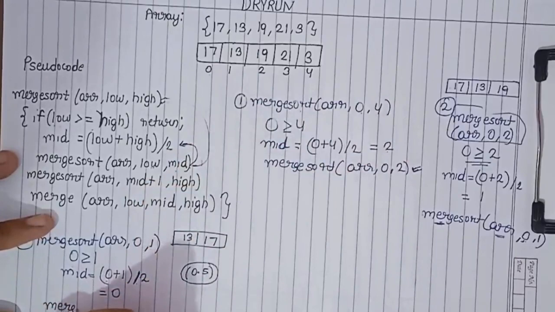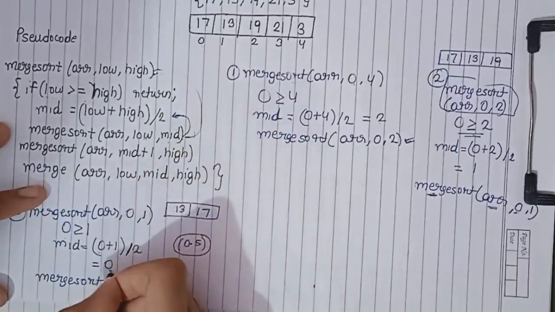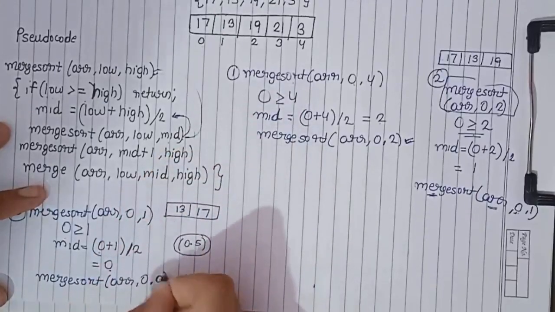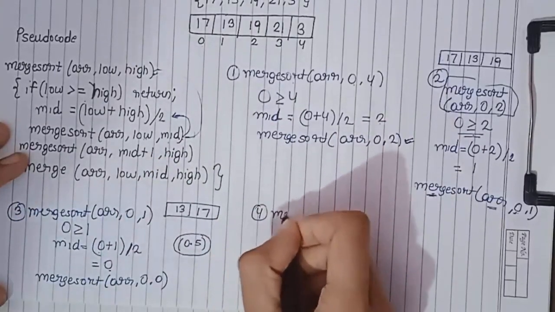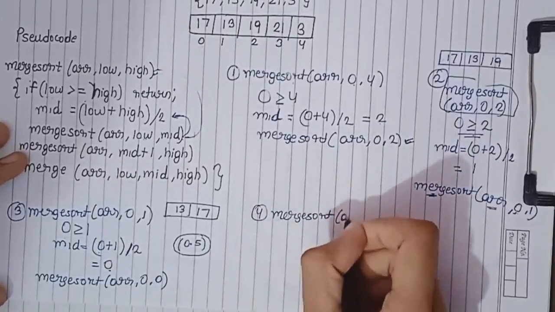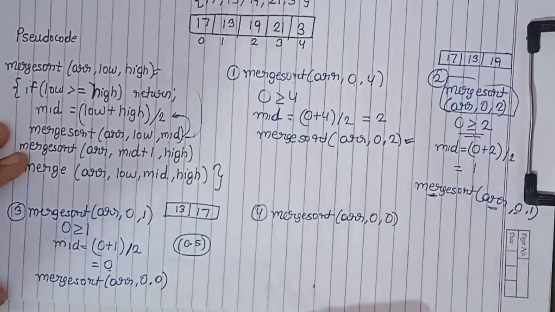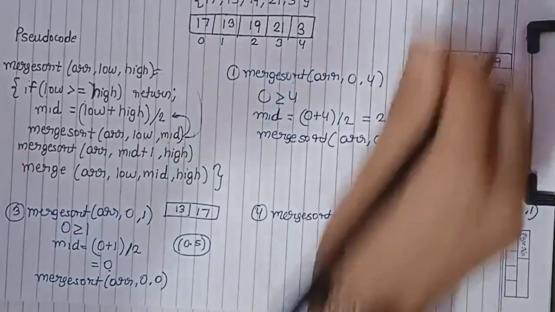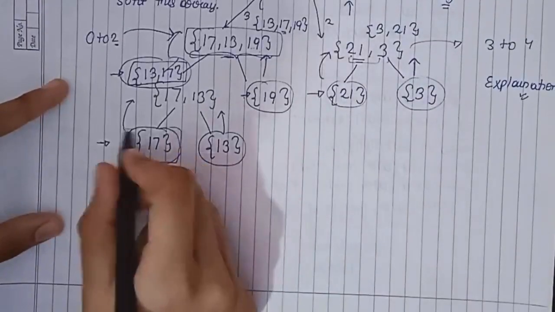And now the call is merge sort. The array that you have, the lowest index is 0 and the middle index that we have calculated here is again 0. So now this is the fourth call that I must note here. Merge sort array 0, 0. So now at this stage the array that you have is this 17.